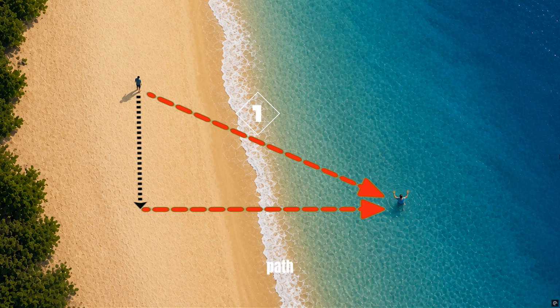But the shortest path is not always the fastest. Running on sand is fast. Swimming through water is slow. If he enters the water too early, he spends too much time swimming. If he runs farther on land first, he spends more time running, but less time struggling through the water. So the quickest rescue is not the straightest line, but it's not the different angle either, because that increases the total distance. So we take the middle path.